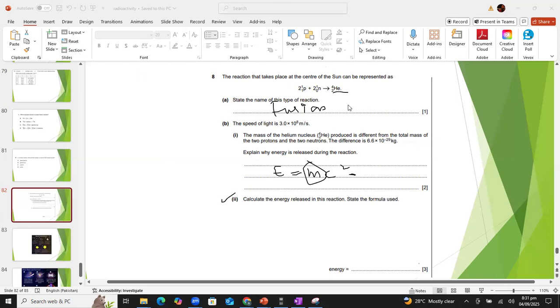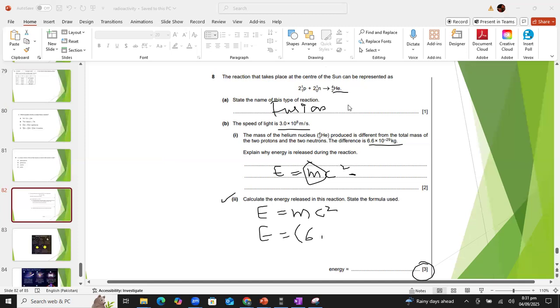In this next part, you can see this question has 3 marks weightage. In this question, they are saying calculate the energy released in the reaction. Mass is given, light speed is given. Just we have to use this formula, students, E equals to mc square to calculate the energy. It's very easy. Just you have to put the values in the formula.